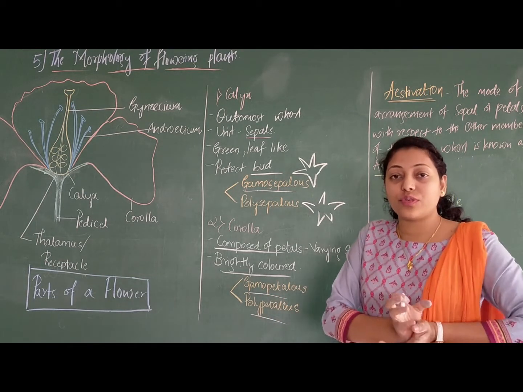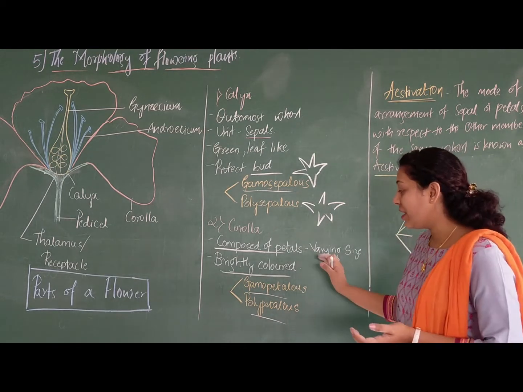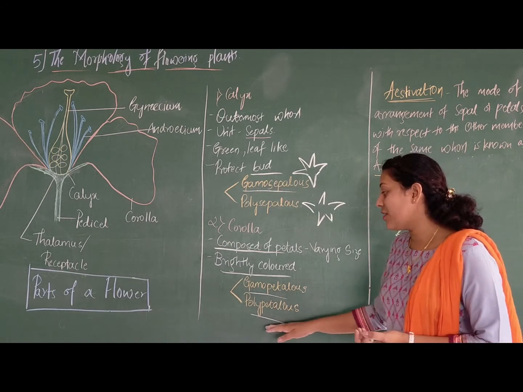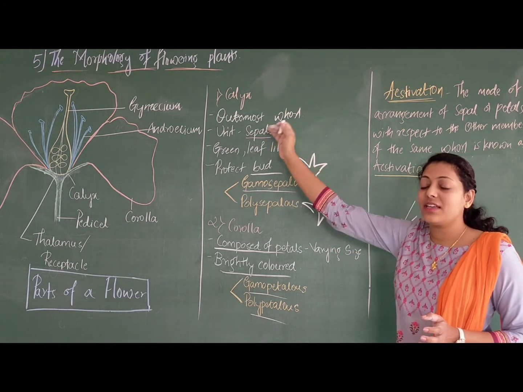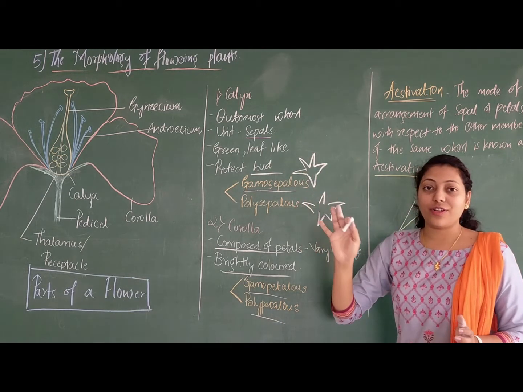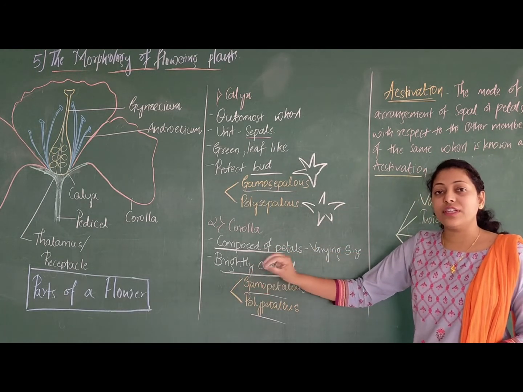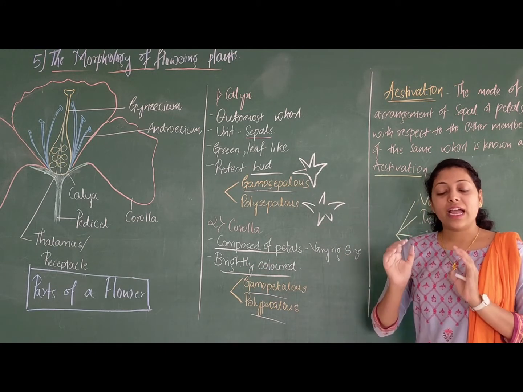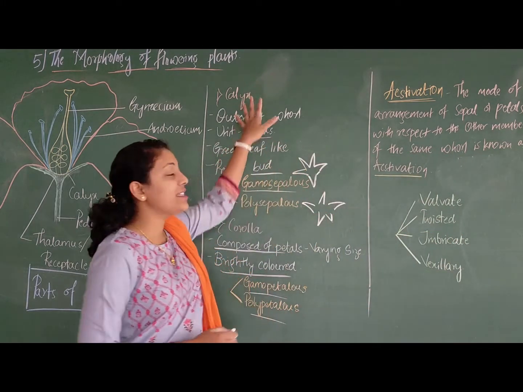Coming back to the petals, if the petals are fused together, then they can be called gamopetalous. If they are not at all fused, if they are free, we can call them polypetalous. Is it clear? Like we have seen in calyx, if the sepals are fused, we call them gamosepalous, and if the sepals are free, we call them polysepalous. In the same way, for the corolla, the unit of arrangement is petals. When the petals are fused, we call them gamopetalous, and when the petals are free, we call them polypetalous. This is about calyx and corolla.